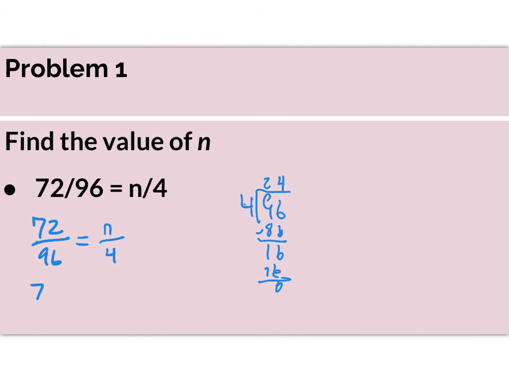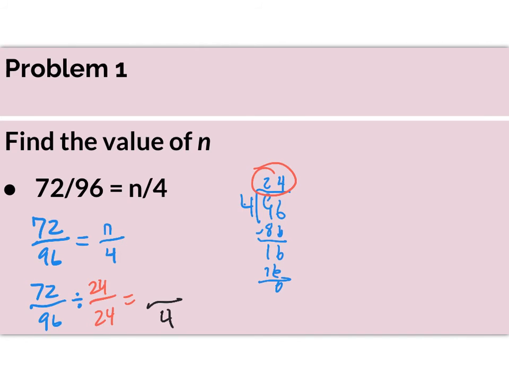So if we take 72 and 96 and divide it by 24, we will get, we know we're going to get 4 because we just did the division over on the right. But 72 divided by 24. Well, how do I know? I don't know how to do this division. I'll go back and watch an earlier video on division.